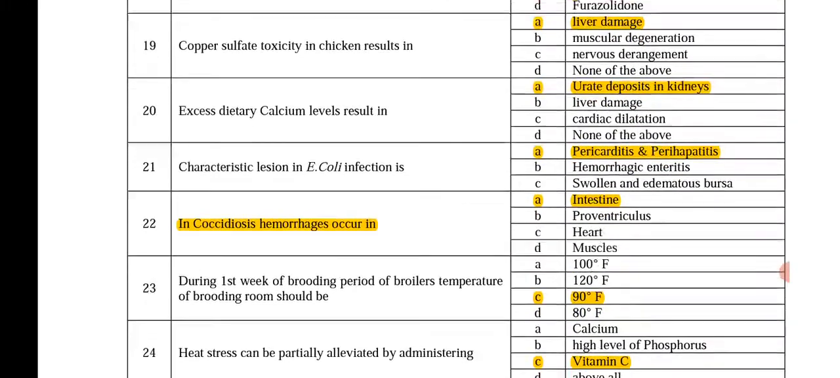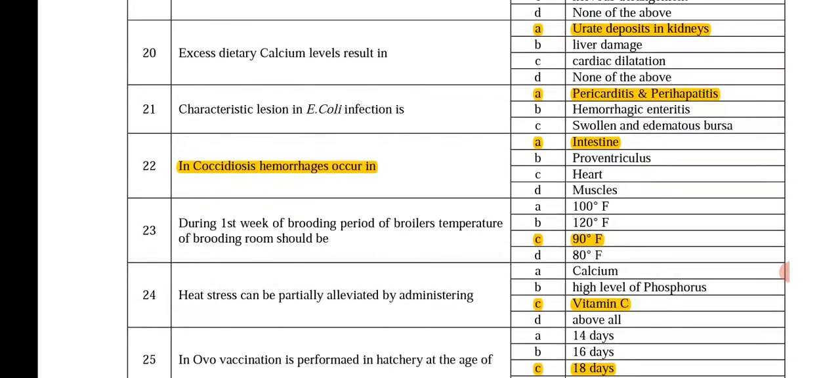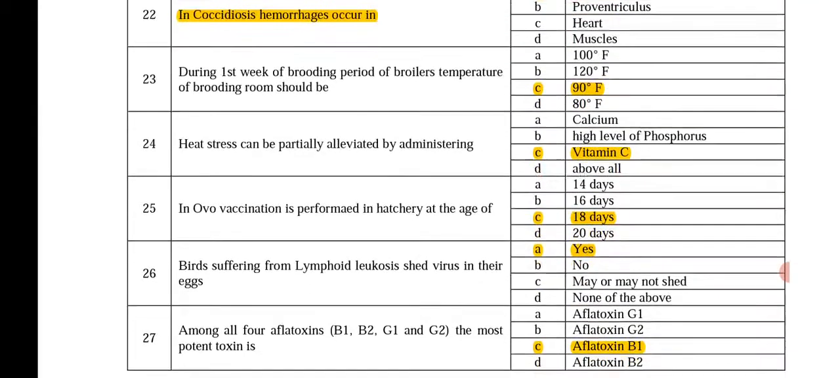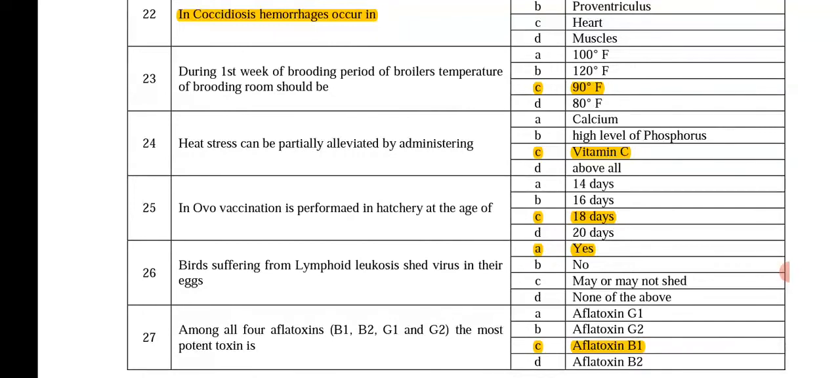E. coli infection causes pericarditis and perihepatitis. In coccidiosis, hemorrhages occur in the intestine. During the first week of the brooding period of broilers, the temperature of the brooder should be 90°F. Heat stress can be partially alleviated by administering vitamin C.